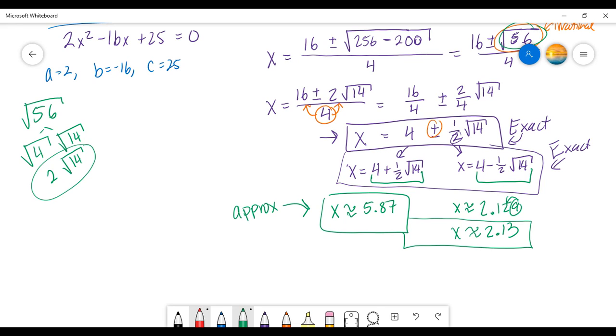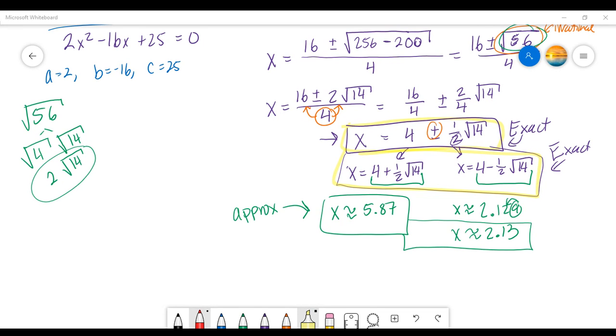Okay? So that's two different ways you can break this up. You can get an exact and you can get an approximate. And then I did want to also make sure you understood two different ways you could write your exact answer, as a plus or minus, or you can just break it up into the two different ones, one plus and one minus. Okay, in the next video, we'll go ahead and do the next word problem.